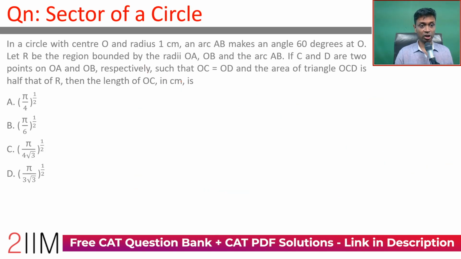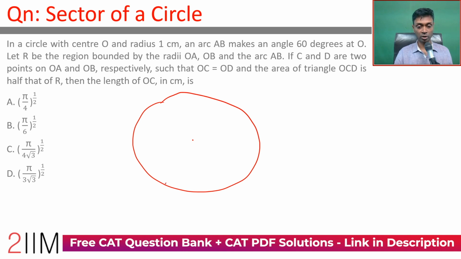Sector of a circle. In a circle with center O and radius 1 centimeter, an arc AB makes an angle of 60 degrees at O. I always like these 60-degree angles. Makes my heart go warm and fuzzy. So 60 degrees. So it's a beautiful 1/6 of a circle. AB here. Center O, radius is 1 centimeter.